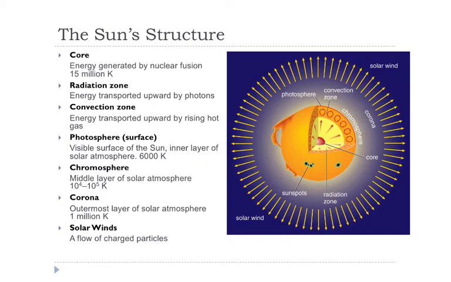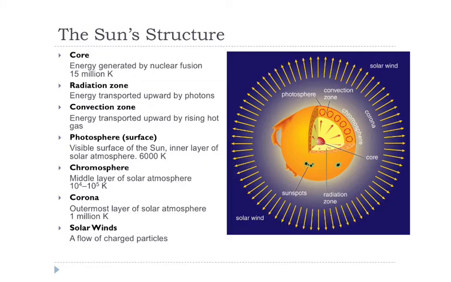Here's the sun's structure, if we opened it up and looked at the interior. The core, this is where nuclear fusion is generated. Again, 15 million degrees Kelvin there. Then you have the radiation zone, where that energy is transported upwards. And then a convection zone, very similar to that of Earth, where you have rising hot gases that go up, then cooler ones come back down.